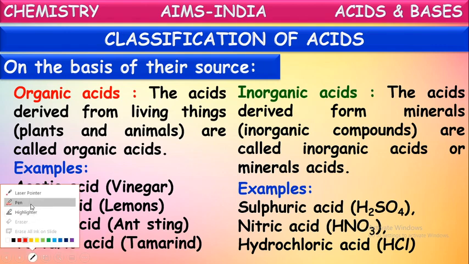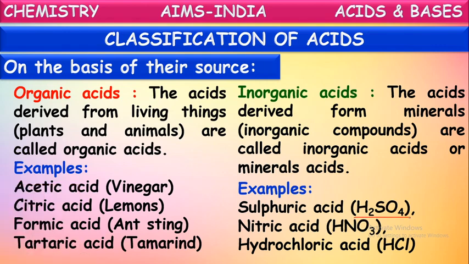Of course, you may know this formula also. Sulfuric acid formula is H2SO4, and nitric acid HNO3, hydrochloric acid HCl. We might have heard these words frequently in our classes. Sulfuric acid, nitric acid, hydrochloric acid. These are acids which are prepared in the laboratory from the minerals. So such acids are called mineral acids or inorganic acids.